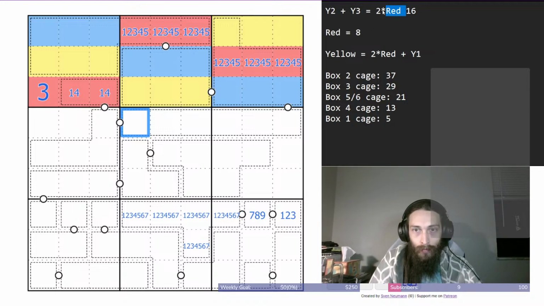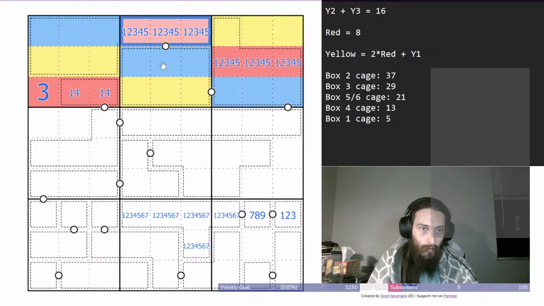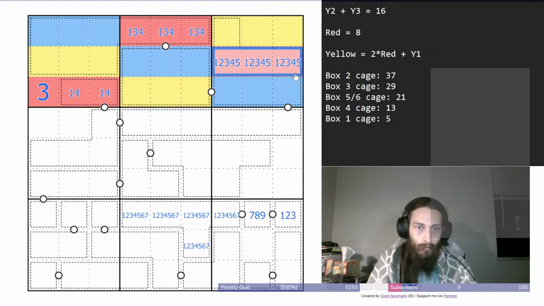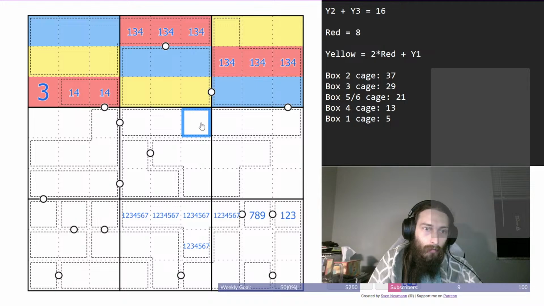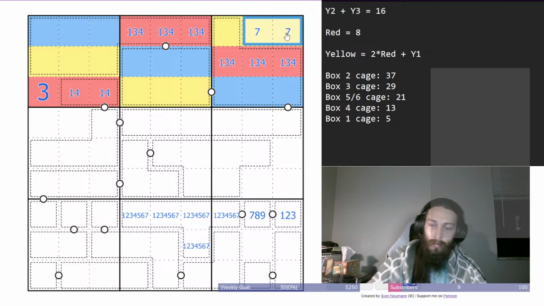Well, we know red is composed of 1, 3, and 4. You're right. Because those are all the same everywhere. Okay, and 8 doubled is 16. So y2 plus y3 is 16, so that's a 7-9 pair. That's true.